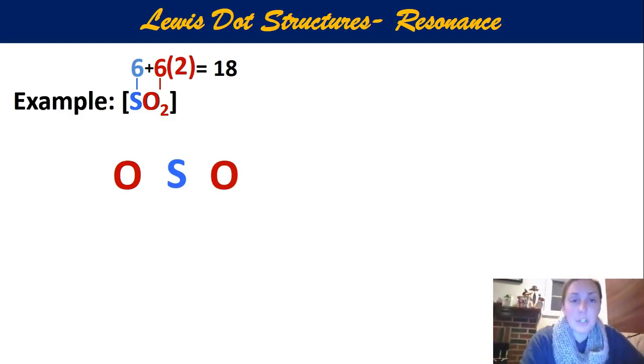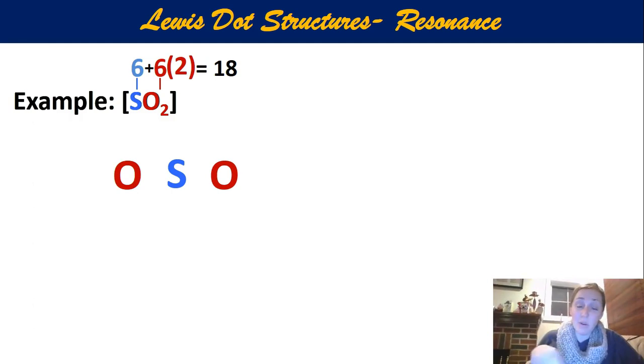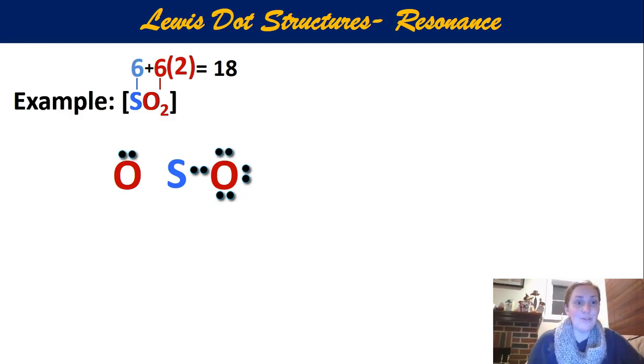So the first thing I'm going to do is give my oxygens, my outer atoms, their full octet. 2, 4, 6, 8. And then the other oxygen. 2, so 10, 12, 14, 16. I've got 2 more electrons, so they just go to sulfur. But if you notice, oxygens are all satisfied here, but sulfur isn't. Sulfur only has 6. So it needs 2 more electrons.